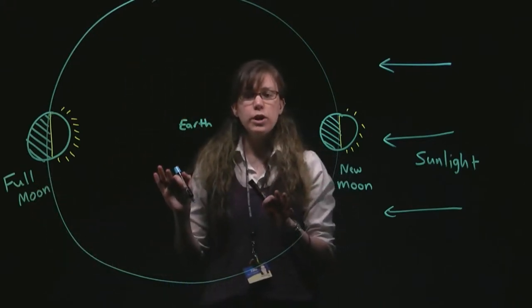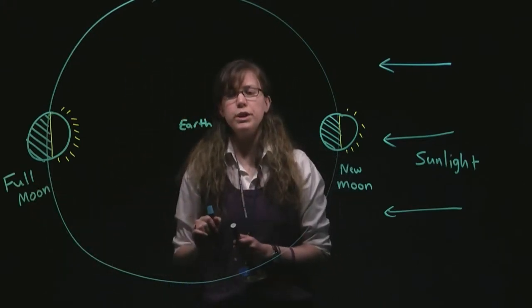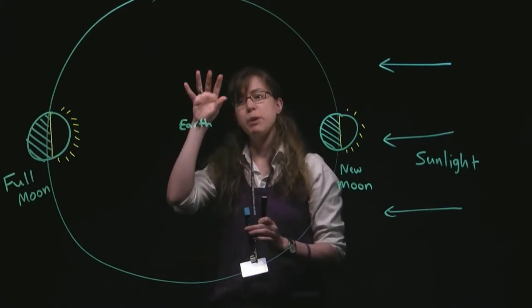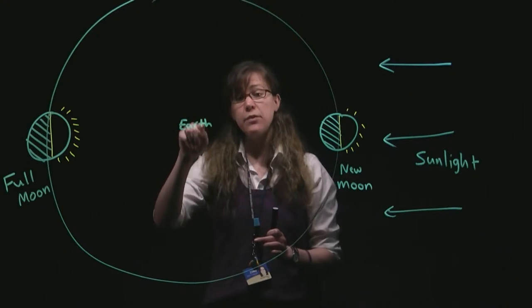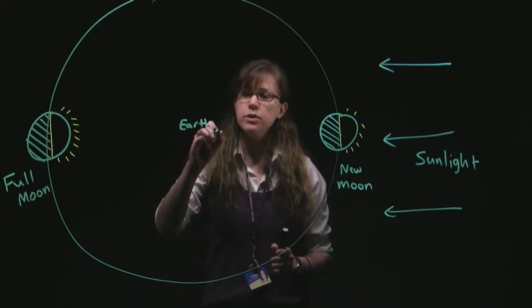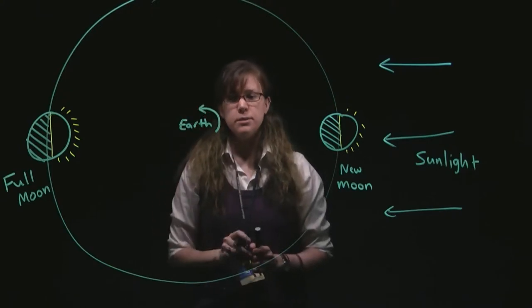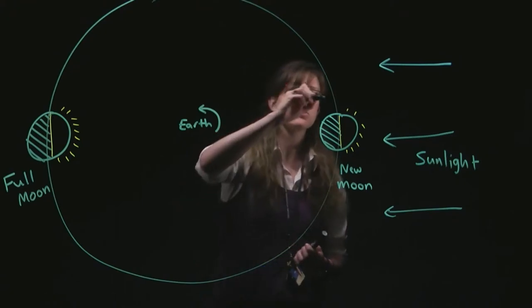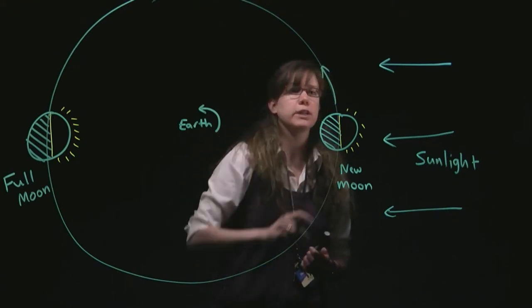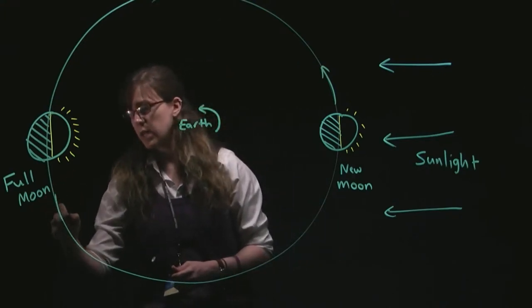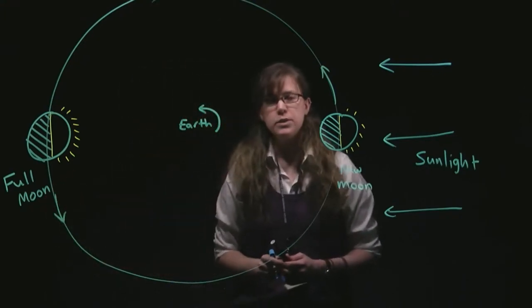Now, the view that we're looking at right now, we're going to treat as top down, and what that means is we're kind of floating around in space. We're able to look down at the north pole of the Earth. And what that means is Earth is going to be rotating counterclockwise. That's just how it works. We don't have to memorize that fact. But it also means that the moon, as it moves through its orbit every month, is moving counterclockwise as well. So this whole time, it's moving counterclockwise.